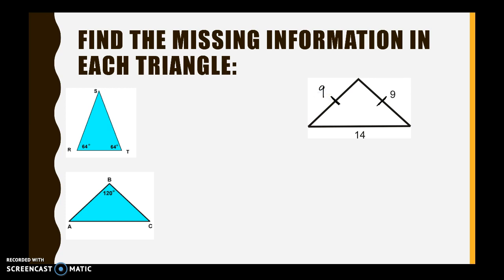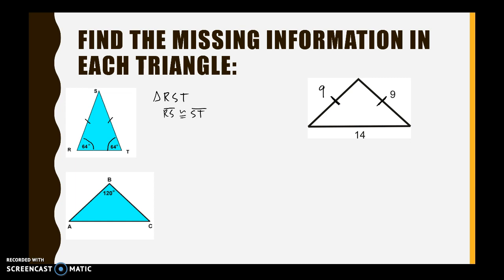Okay. When I look at this triangle, RST, I know that it's isosceles because I see my base angles here are both 64 degrees. The only thing that tells me about my side lengths is that side RS would be congruent to side ST. All right, angle measures don't tell me anything about the length of the sides themselves. It just tells me what sides it corresponds to.